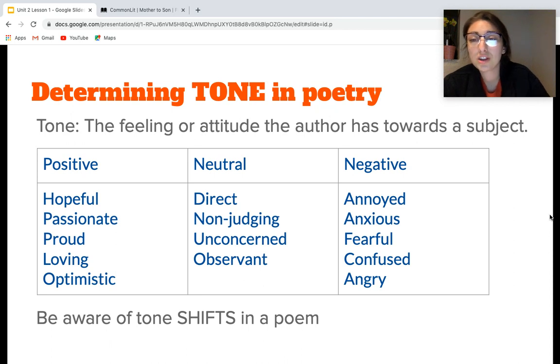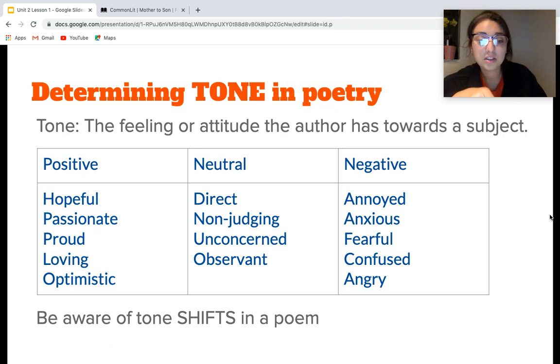Maybe you want to think about a neutral tone. This happens sometimes where it can be direct, non-judging, unconcerned, or observant. Sometimes poems write about nature and they just observe what's going on in nature. They don't actually comment on it or have a positive feeling or negative feeling towards it. And then a negative tone would be annoyed, anxious, fearful, confused, or angry. So any of these tones are something where you feel like this author is angry about whatever they're talking about. That means they have a negative tone.